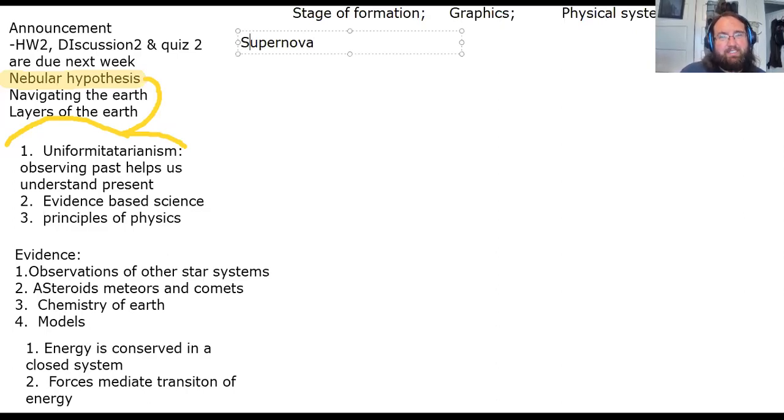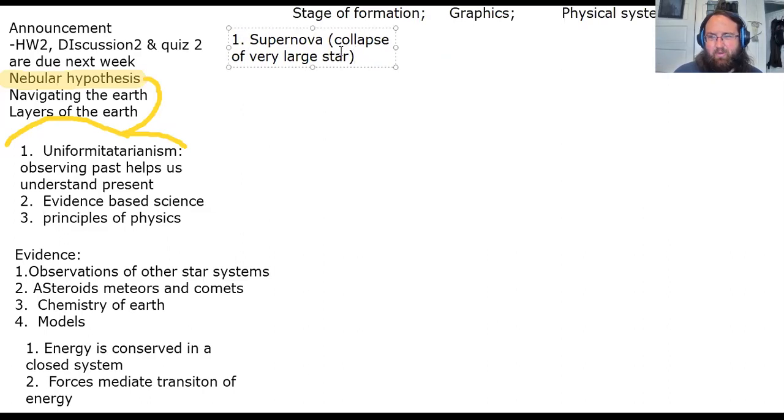You can sort of think of this as a collapse of a very large star. Put that in parentheses. So here we go. So supernova, these are stars about 10 times as large as the sun. And when they collapse, what you're seeing is nuclear reactions, atomic energy. Atomic energy is going to be converted into kinetic energy.